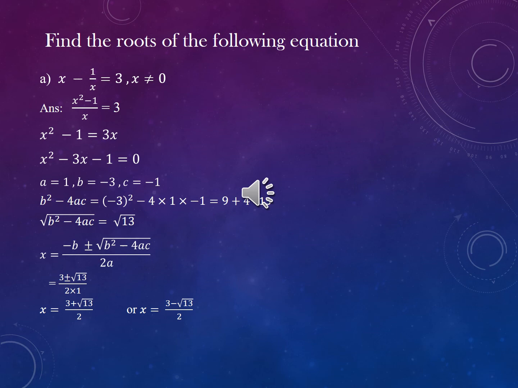Applying the quadratic formula, x equal to negative b plus or minus root of b square minus 4ac by 2a, we have 3 plus or minus root 13 by 2. So, the values of x are 3 plus root 13 by 2 and 3 minus root 13 by 2. Therefore, we can say the roots of the quadratic equation are 3 plus root 13 by 2 and 3 minus root 13 by 2.